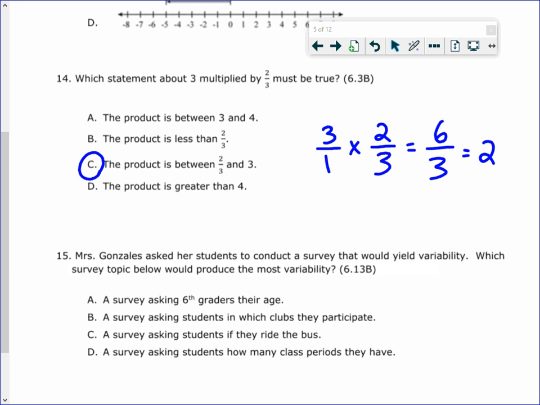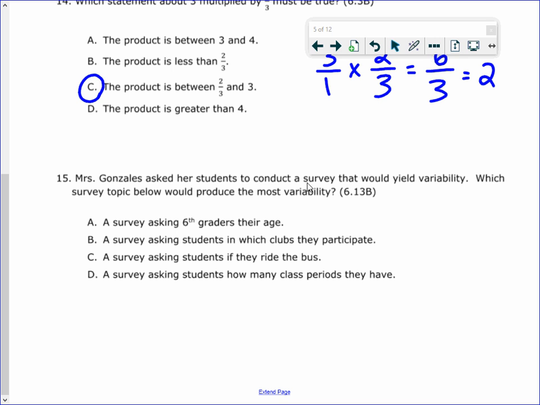All right, number 15. Mrs. Gonzalez asked her students to conduct a survey that would yield variability. Which survey topic below would produce the most variability? So obviously we need to know what variability means. Variability means basically that the higher the variability, the more answer choices you'll have, or the more possible answers you'll have. So a survey asking sixth graders their age, most likely there's only going to be a couple answers. Maybe 3 different answers, but not more than that.